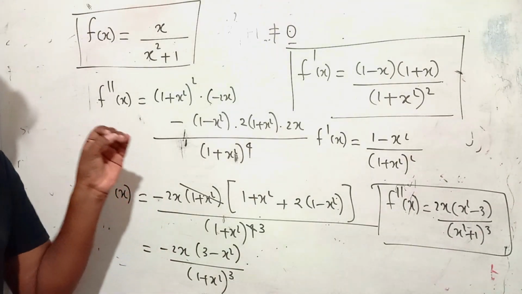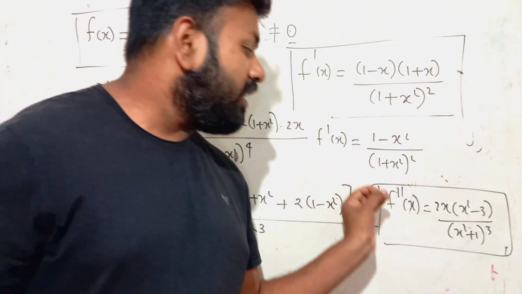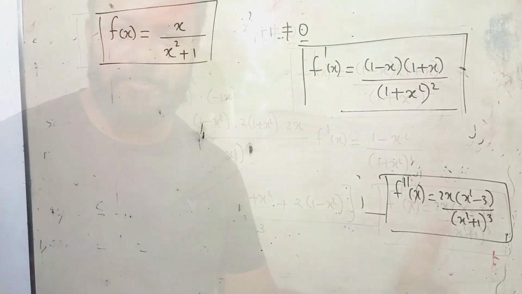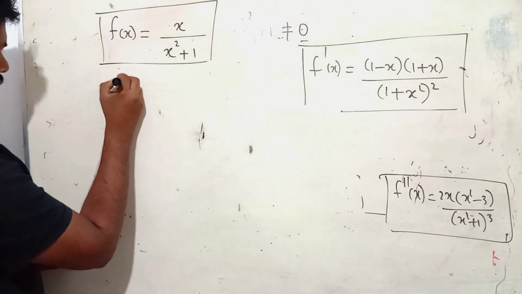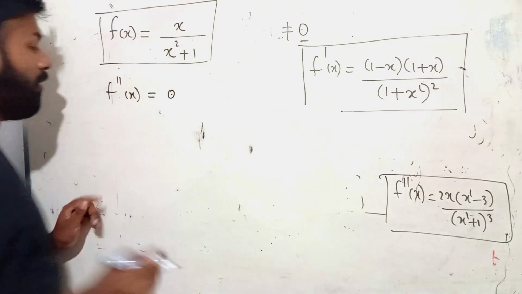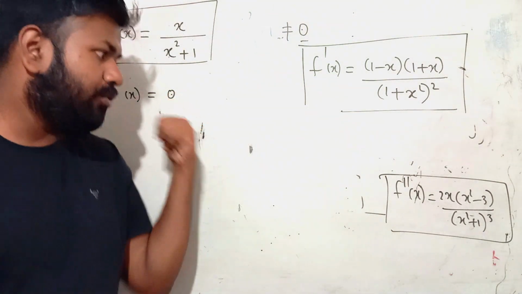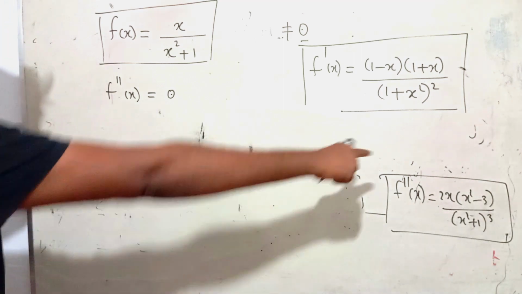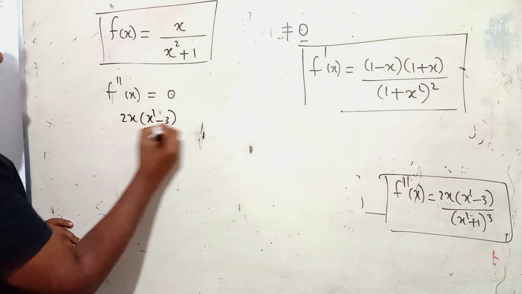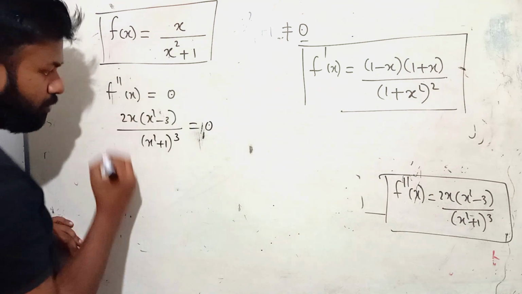So in order to find the inflection points, I already told you what you have to do: you have to equate this second derivative to 0. For inflection points, you have to equate f double dash x to 0. We have already found f double dash x. So if you equate this to 0, 2x times (x squared minus 3) divided by (x squared plus 1) whole thing cube is going to be equal to 0.